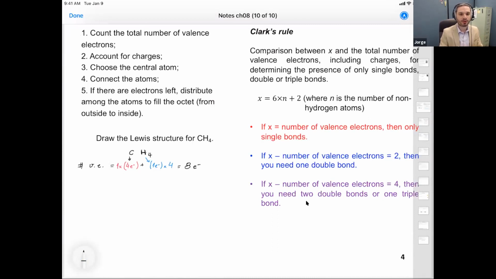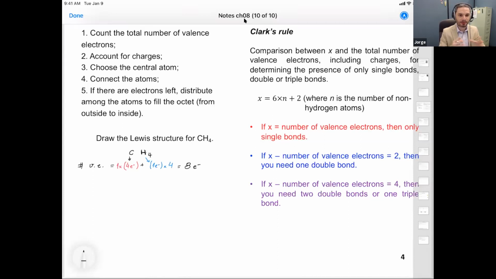Step number 2 is to account for charges. This compound is neutral, so therefore we don't need to add or subtract any number from the total. If the charge is negative, that means the compound has an excess of electrons, then you will add the number of the charge to the total number of electrons, and vice versa, okay? If it is positive, you are going to subtract.